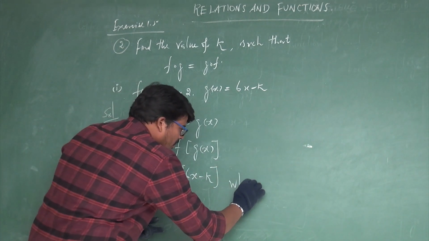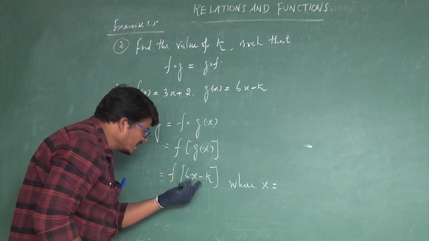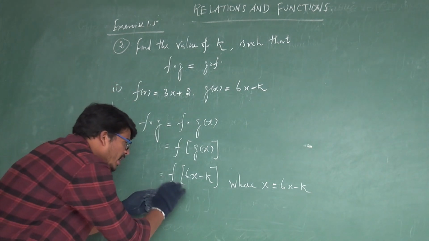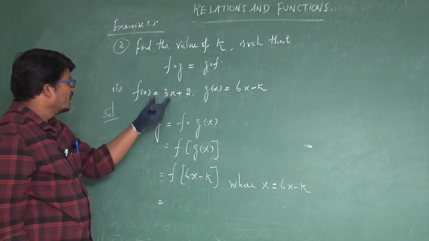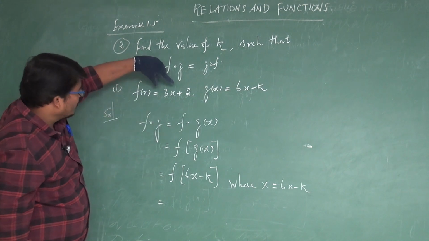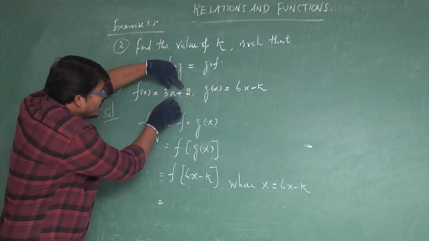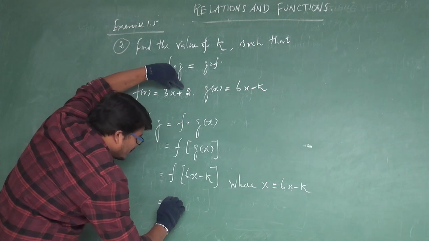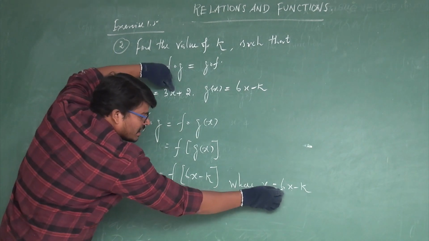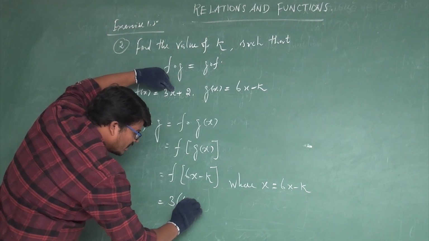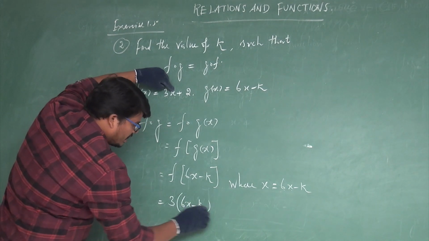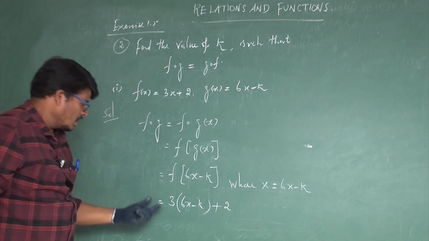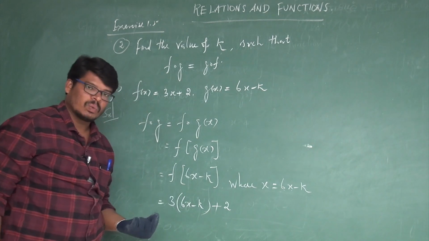Where x is replaced by 6x minus k. Now substitute in f of x. f of x is 3x plus 2, where the x value is 6x minus k. So f of x is 3 into 6x minus k, plus 2. That is 3 into (6x minus k) plus 2.